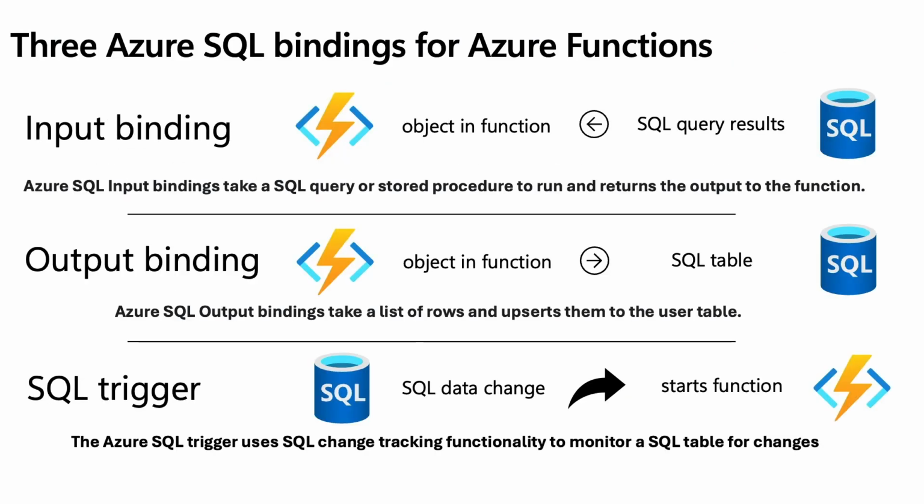With Azure Functions, we will be using the Azure SQL bindings. There are three types of SQL bindings: input, output, and trigger. The Azure SQL input binding retrieves data from a database and passes it to the input parameter of an Azure function. The Azure SQL output binding lets you take in data via a function and write it to the database. The Azure SQL trigger uses change tracking functionality to monitor a SQL table for changes and triggers a function when a row is created, updated, or deleted. This data can then be passed to another function, an event hub, or even another database.